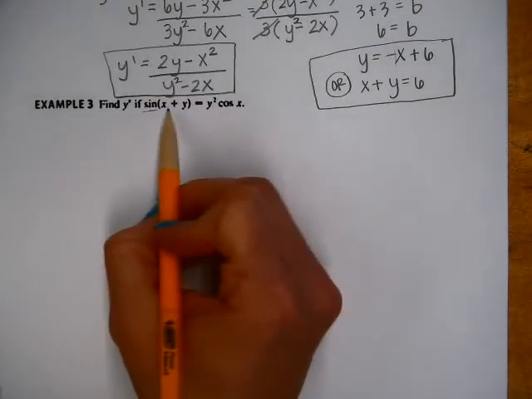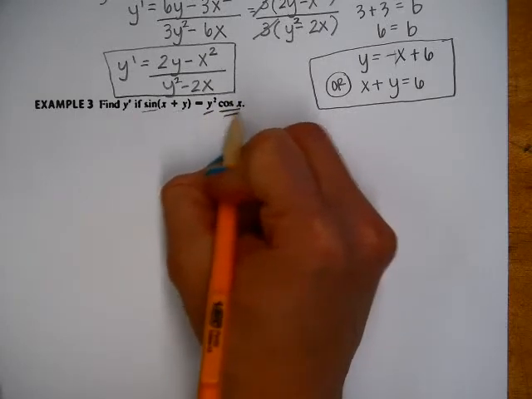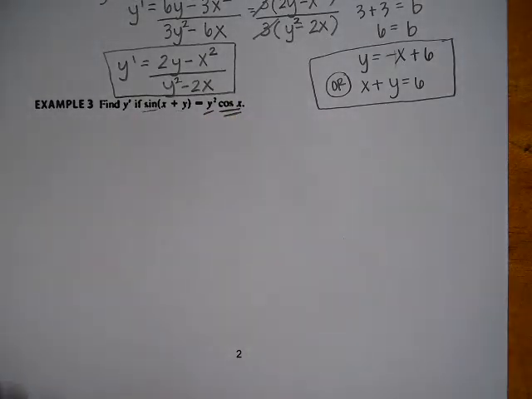This is your outside and this is your inside. And then on the right, you'll have to do the product rule. This is your first term and this is your second term. So keep that in mind as we work through this, okay?